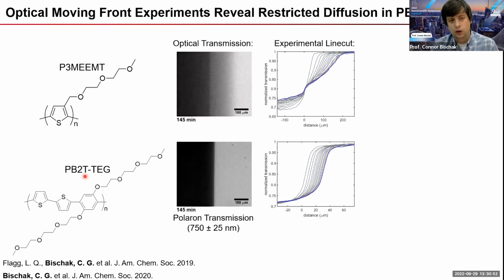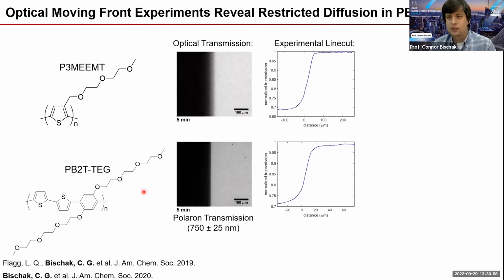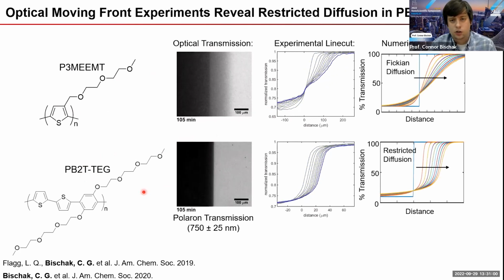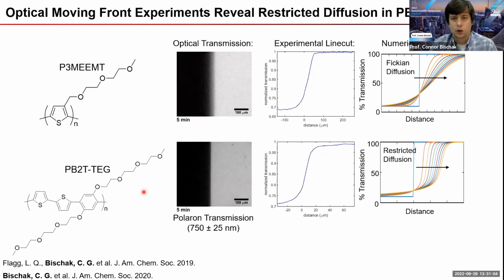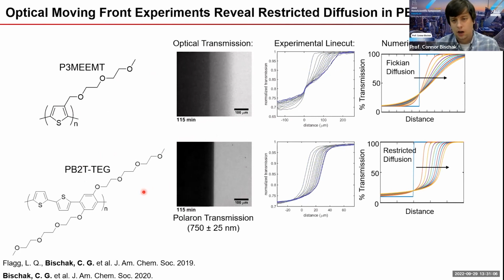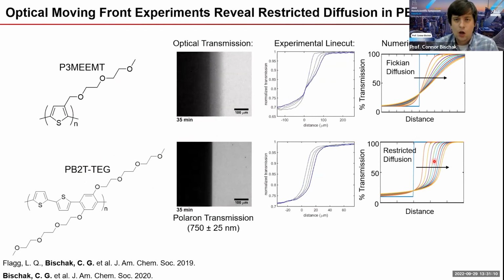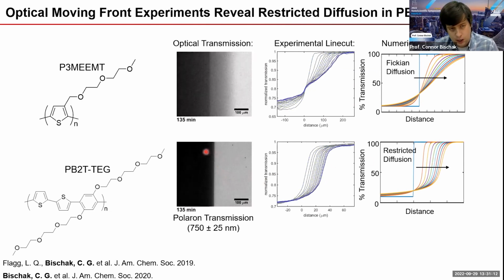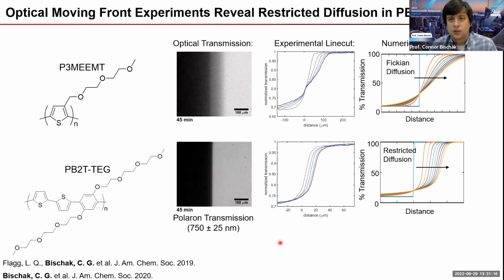Instead of a blurring out of this interface, we see that this interface migrates, but it stays sharp. And so we can simulate these results just using a restricted diffusion model where we fix the diffusion constant to a certain concentration. But we wanted to really understand what was going on at this moving interface.